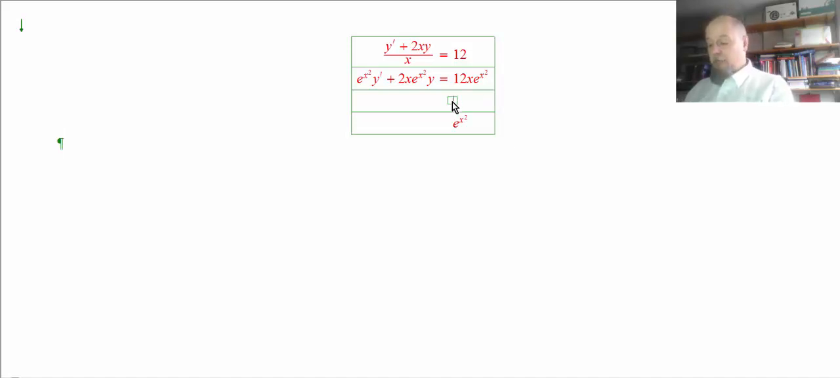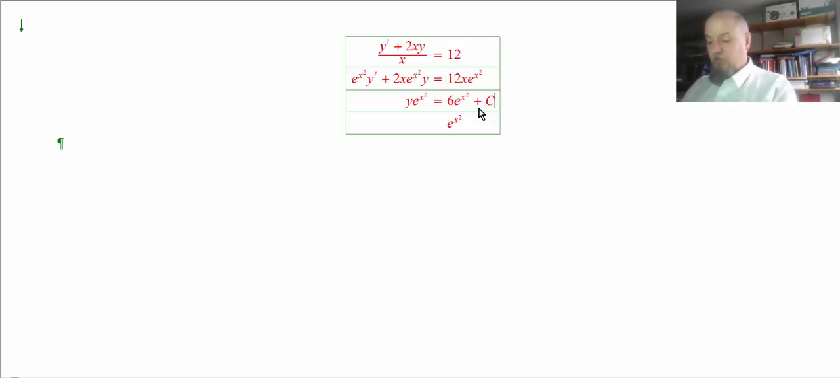Integrate both sides. The left-hand side always integrates to be y times the integrating factor. The right-hand side, this looks like we already saw this, the integral of e to the x squared. So this is going to be 6 e to the x squared plus c. And since I'm not given an initial condition in this problem, and I'm not told whether we need an explicit solution or an implicit solution, in that case I'm just going to leave it as the implicit solution, and I'm done.